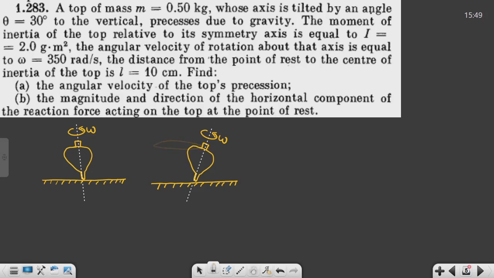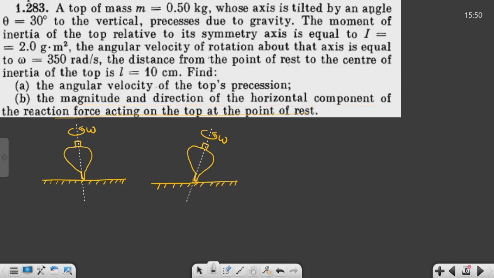Now that exactly is your question. The angular velocity of the top's precession. That means, what is the angular velocity in which the top rotates like this? That is the angular velocity of precession. And the magnitude and direction of the horizontal component of the reaction force at the topmost point.